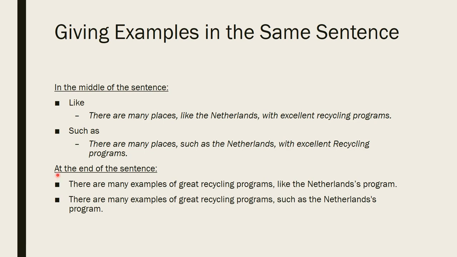You can also give examples at the end of a sentence. "There are many examples of great recycling programs, comma, like the Netherlands program." Then you don't need a comma after the example, you put a period after the example. "There are many examples of great recycling programs, such as the Netherlands program, period."